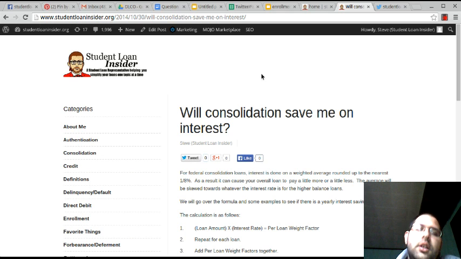Today's post we're looking at is: will consolidation save me on interest? For federal consolidation loans, which is what we're going to look at here, the rules are totally different than anything private. If you're looking at a private loan, generally speaking, they'll go by whatever the bank's rules are, and every bank is different, so you certainly should ask them. But for federal loans, interest is done on a weighted average, rounded up to the nearest eighth of a percent.